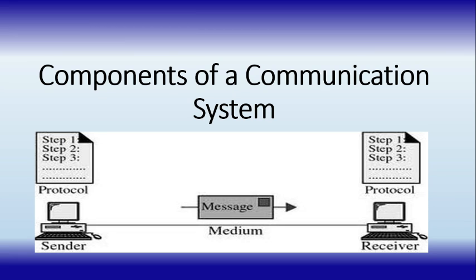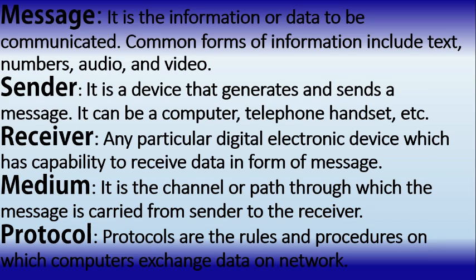Now let's talk about components of a communication system. Number 1, message. It is the information or data to be communicated. Common forms of information include text, number, audio and video. Number 2, sender. It is a device that generates and sends a message. It can be a computer, telephone, handset, etc.